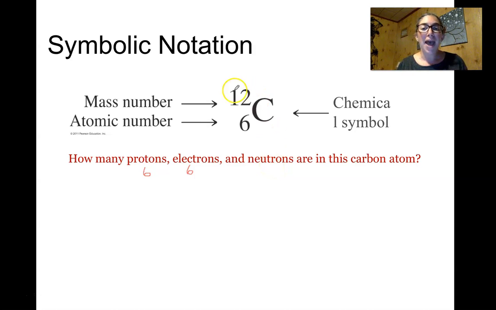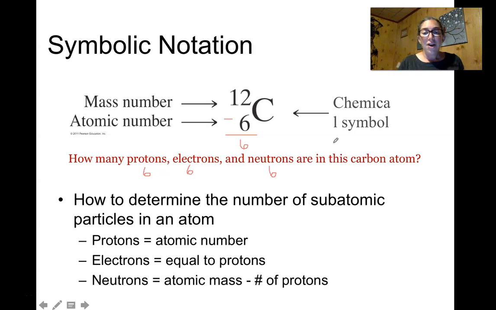And now to figure out neutrons, we just have to do a little subtraction. We know that the mass number is the protons plus the neutrons, so the number of neutrons will be the mass number minus the number of protons. We just turn this into a little subtraction problem, and that tells us that there are 6 neutrons. All right. So this is just a little cheat sheet, a slide for you to easily refer to while you're doing homework problems to figure out how many protons, neutrons, and electrons an atom has.